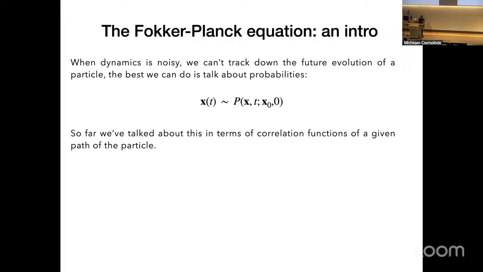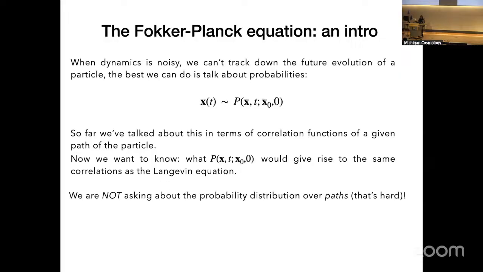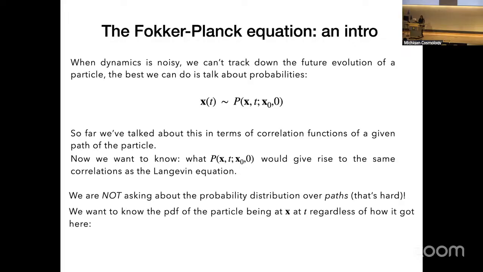I've talked about the correlation function along one path, but this is a different way of looking at it. Now what I want to know is the probability of finding the particle at some place, regardless of how it got there, in a way that obeys the same correlations as what the Langevin equation told me. I'm not talking about the probability distribution over paths, because the probability of paths to go from one place to the other is a very different and very hard problem. I'm just talking about the probability of finding the particle at x, regardless of how it got there.